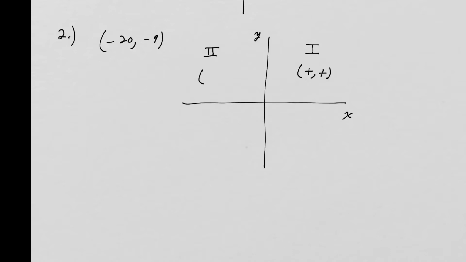In this case, the x would be negative, the y would be positive. Then quadrant 3, here both coordinates would be negative. And then finally quadrant 4, where the x is positive and the y is negative. So in this case, negative 20, negative 9, this is going to be in the third quadrant. So this should be answer A in this case.